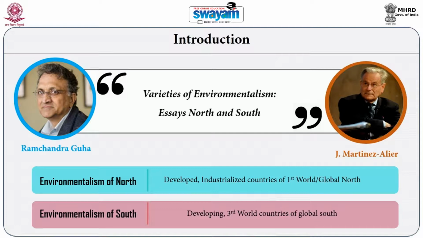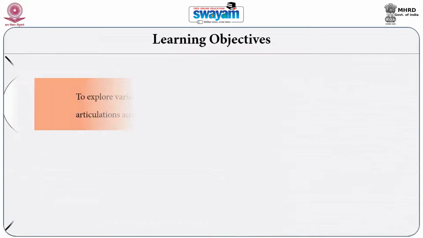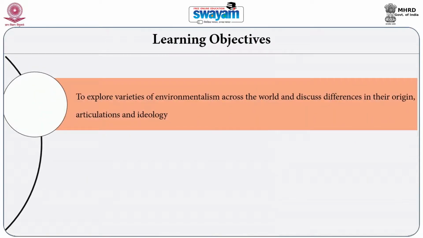So in today's class, this module titled Multiple Environmentalism discusses two broad types or categories of environmentalism: environmentalism of the north and environmentalism of the south. The broad objective of today's class is to explore varieties of environmentalism across the world and to discuss the differences in their origin, articulation and ideology.